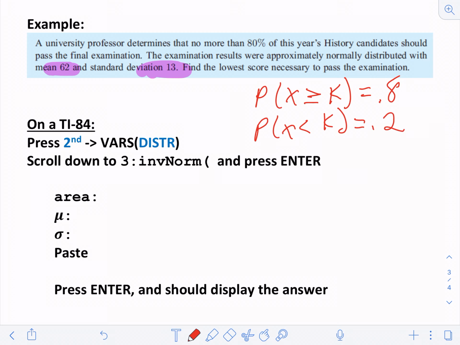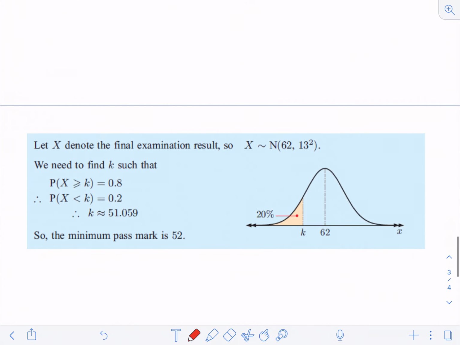So let's plug this into our calculator. What's our area? Our area is going to be 0.2, right? And let me go second distribution, number 3, inverse normal. So I got 0.2 for my area. And then what's my mean? My mean is 62, and my standard deviation is 13. So 62, standard deviation of 13, paste, and I plug that in, and I get that k is approximately equal to 51.059.